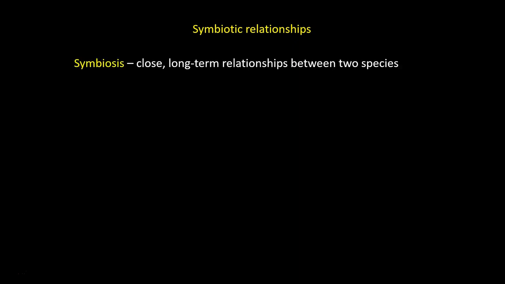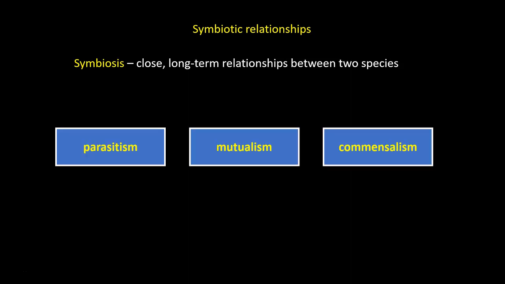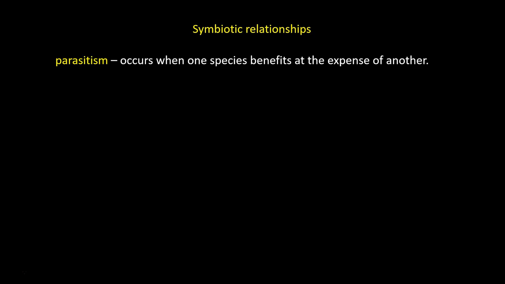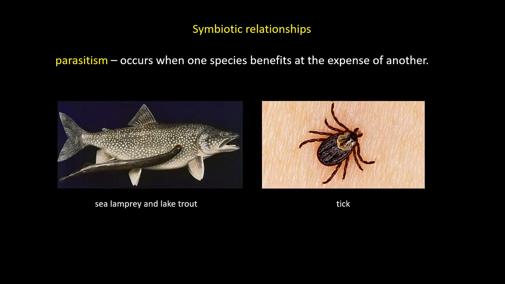All right, so we want to talk about symbiotic relationships, and symbiotic relationships are close, long-term relationships between two species. There are 3 types of symbiotic relationships. There's parasitism, there's mutualism, and there's commensalism. All right. So first, we want to take a look at parasitism. And parasitism occurs when one species benefits at the expense of another.